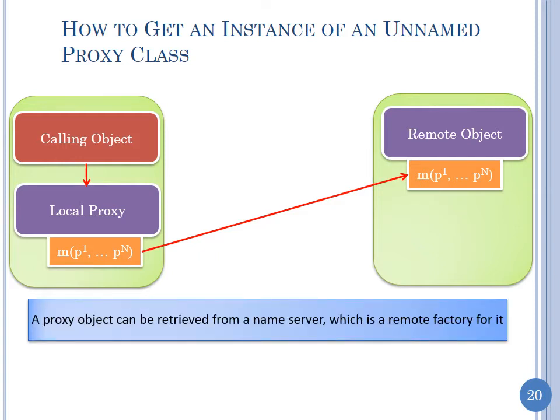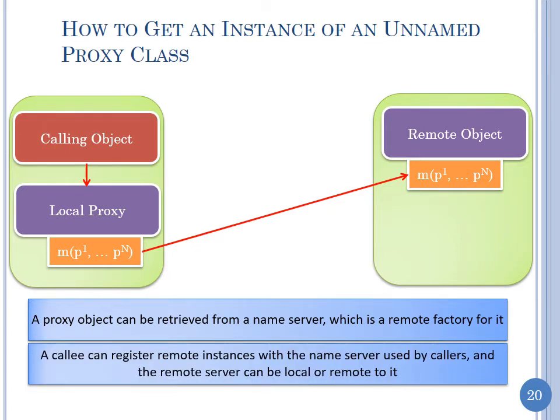So a proxy object can be retrieved from a name server, which is a remote factory for it, and a callee can register only certain objects in the name server, only certain instances. For the instances it does not register in the name server, you cannot invoke remote methods on them. So that's an extra concept we have to add to make our stuff work securely. And to make it work in general, we need somehow to get proxies.